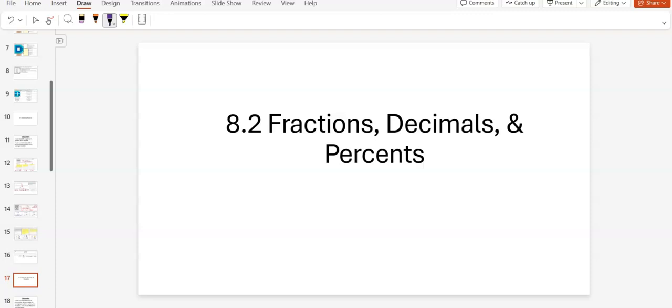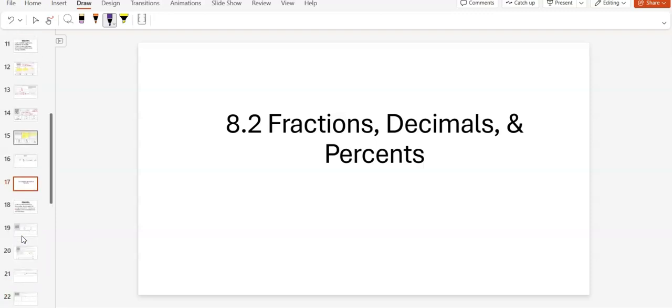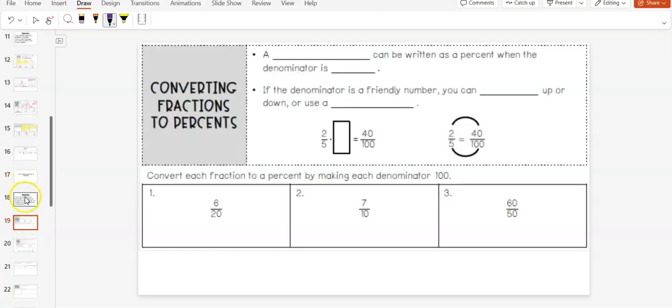Welcome, ladies and gentlemen, to 8.2. In this lesson, we are going to learn how to turn fractions into decimals and percents that are not already out of 100. That's the difference here: we've already learned about fractions, decimals, and percents when the denominator of that fraction is 100, but sometimes that's not always the case.